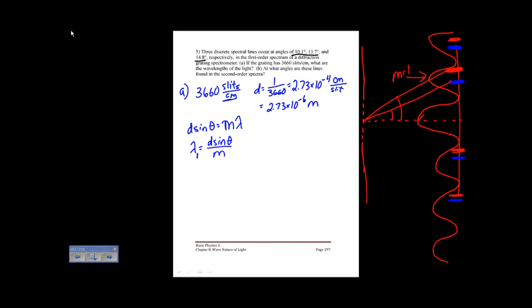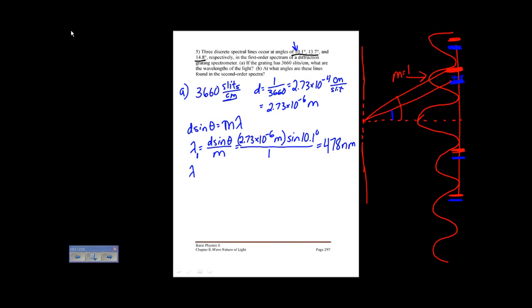All right, I'm going to do lambda 1 first. That's going to be 2.73 times 10 to the minus 6 meters times the sine of 10.1 degrees. That's this first angle right here, divided by my order number, which is 1. And that gives me a wavelength of 478 nanometers. All right, so the 478 nanometers is this one, and it has the smaller of the angles.